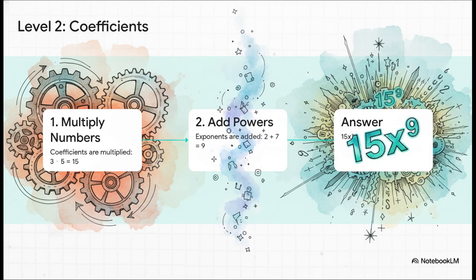Okay, on to level 2. Now we're throwing in coefficients. Those are just the big numbers out front. The trick here is to handle this in 2 separate parts. First, you just multiply the big numbers like you normally would. So 3 times 5 gives you 15. Then you use our new rule for the variables. Add the exponents. 2 plus 7 is 9. Slap them together and you've got 15x to the 9th.